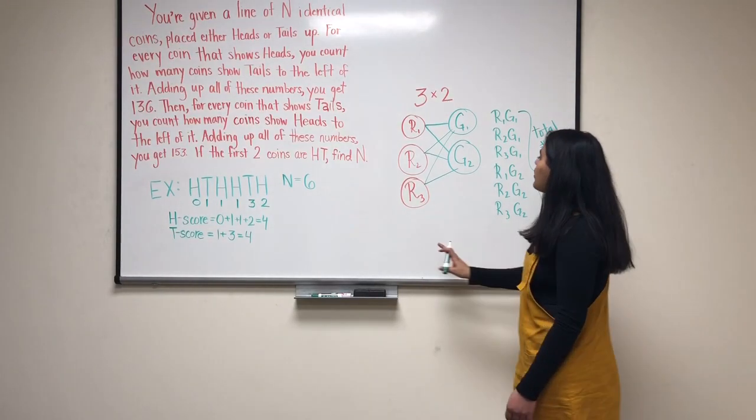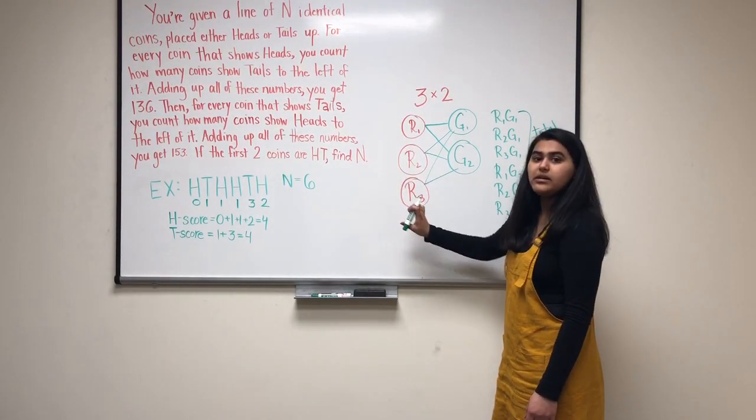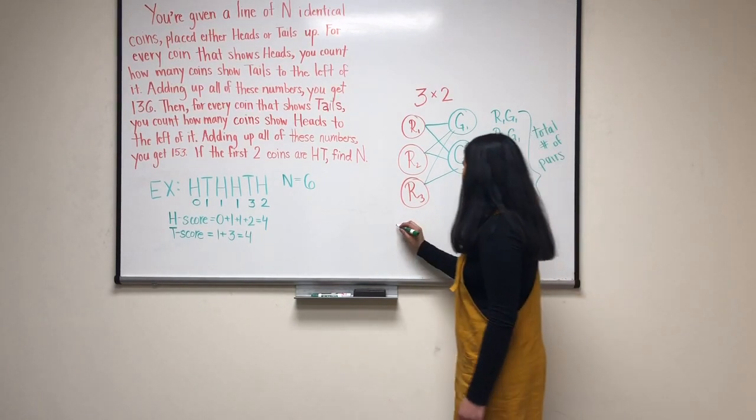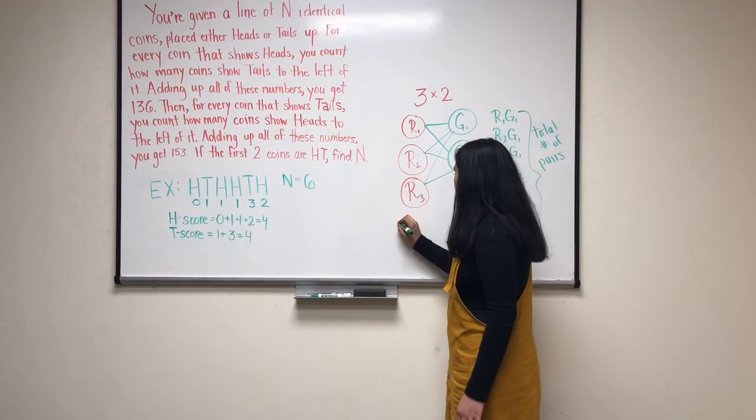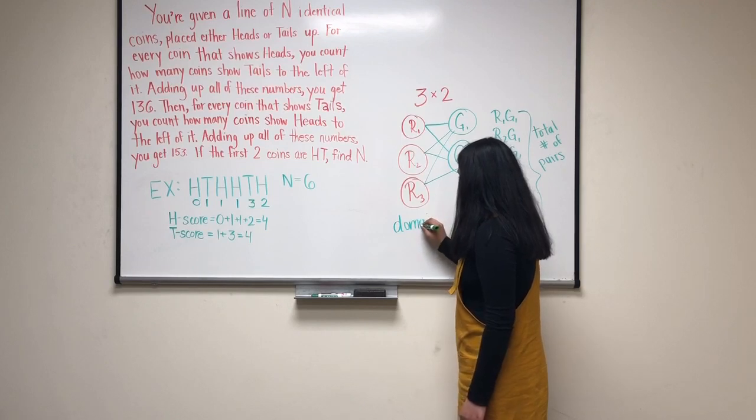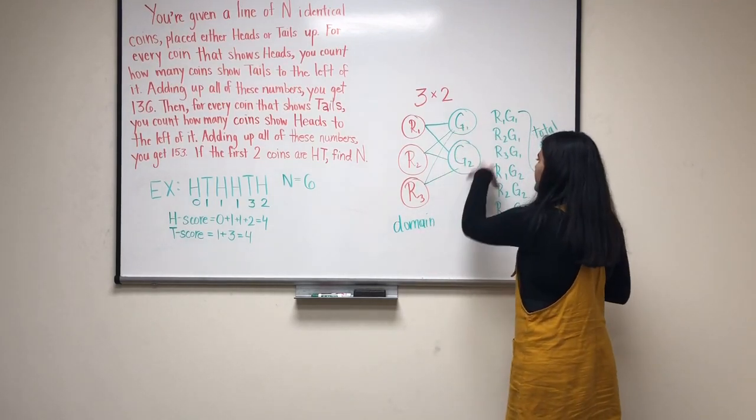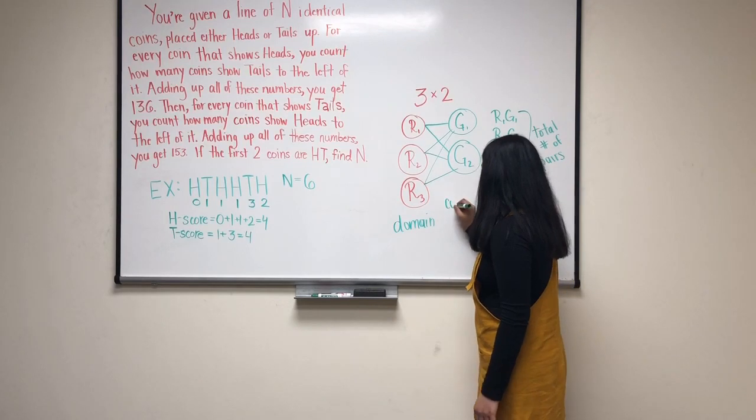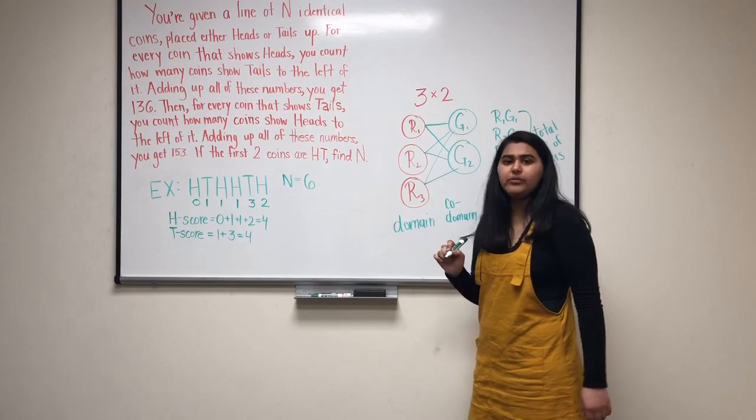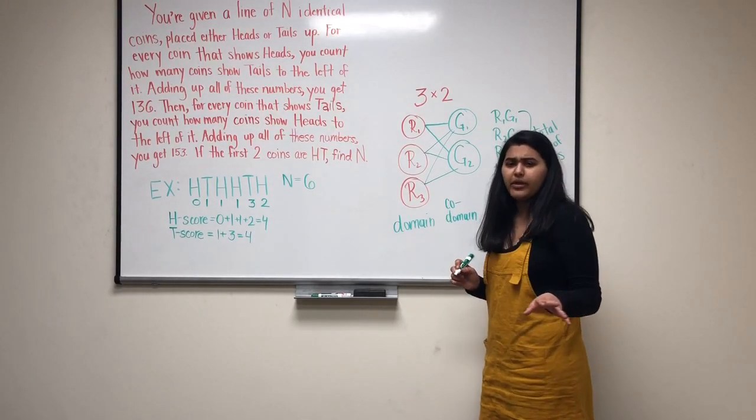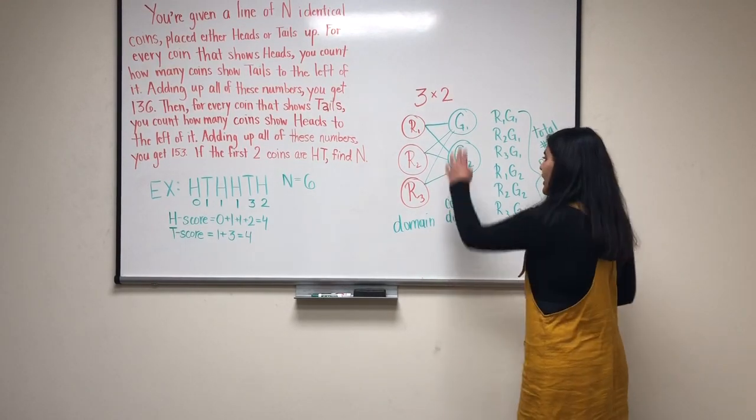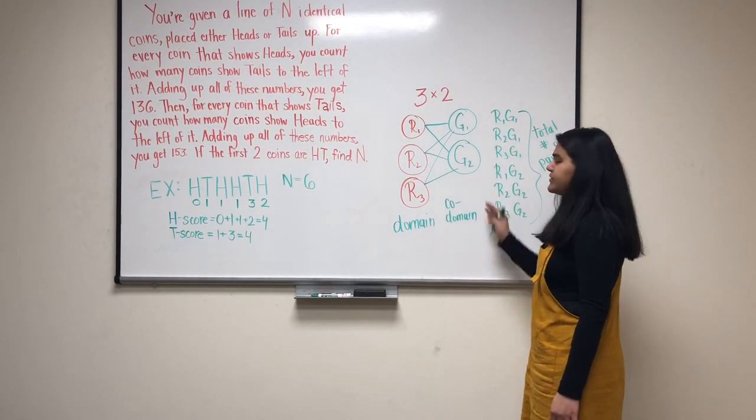equals the total number of elements on the left side times the total number of elements on your right side. So I'm just going to give all the elements on the left side a name. I'm just going to call it the domain. And I'm going to call all the elements on the right side the codomain. If these terms seem unfamiliar to you, don't worry about them. Just know that everything on the left side is the domain, and I have 3 elements in my domain, and I have 2 elements in my codomain.